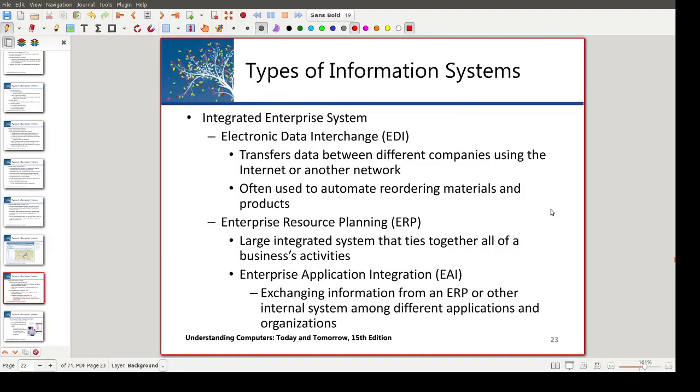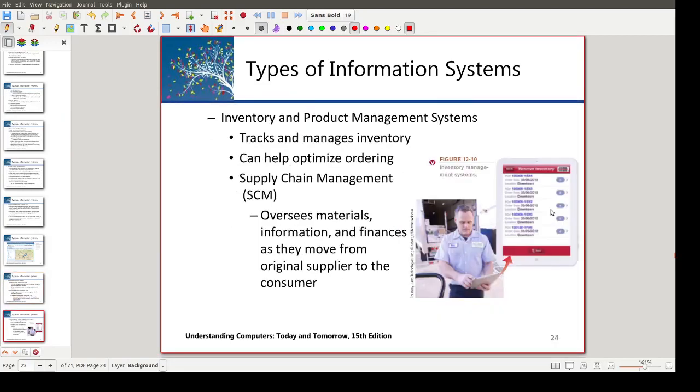Also inside this integrated enterprise system, there is the inventory and product management system, which tracks and manages inventory. Inventory means what you are storing and what you are getting from the stores and so on. It can help optimize ordering and supply chain management. It oversees materials, information, and finances as they move from the original supplier to the consumer.